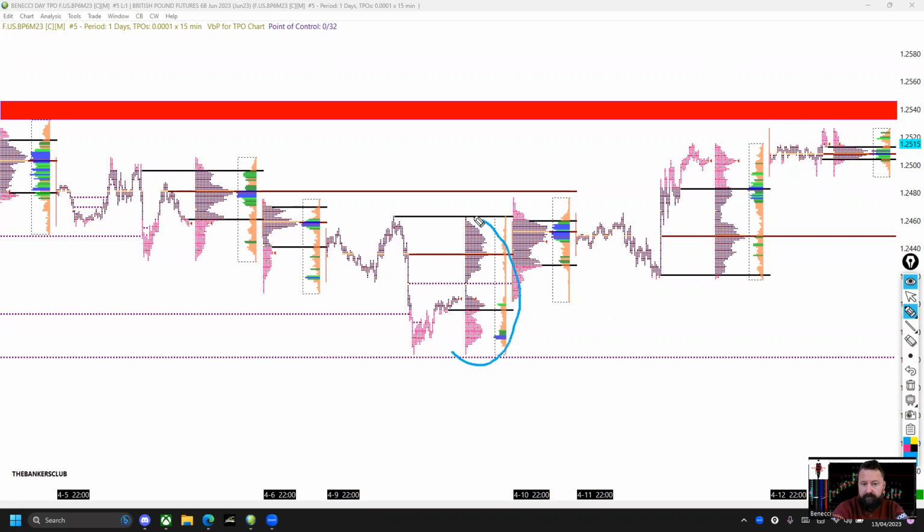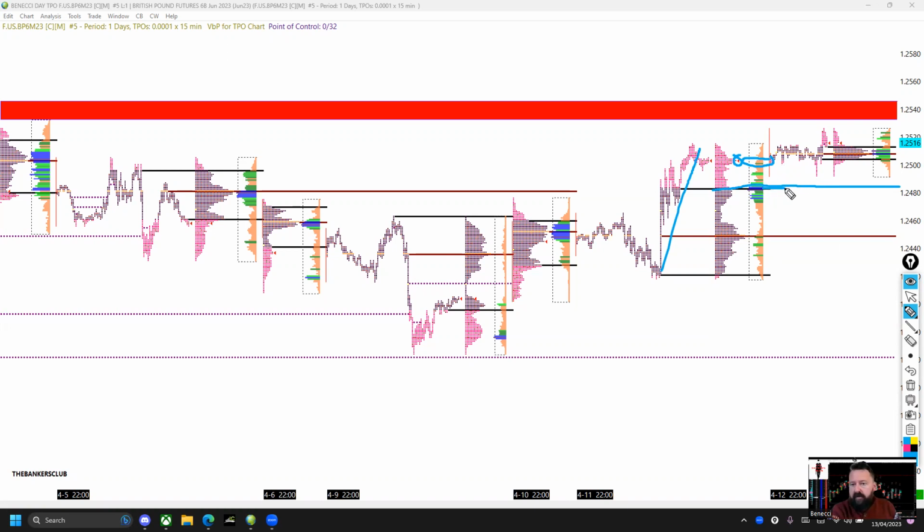You can see here, value migration the last few days has been up on the daily. Yesterday, we got the red folder news, which drove price pretty high. We then opened in Asia outside the previous day's value. So I was going to look this morning for potential long positions.